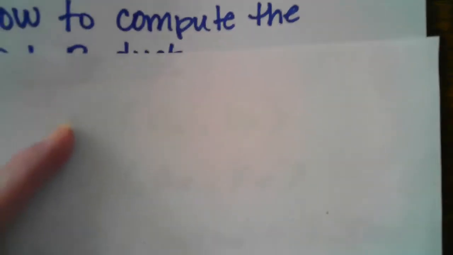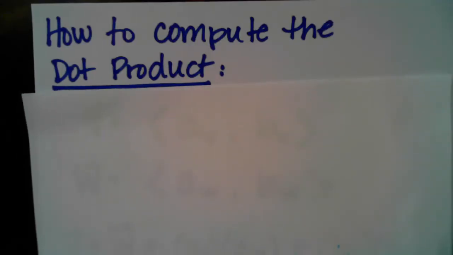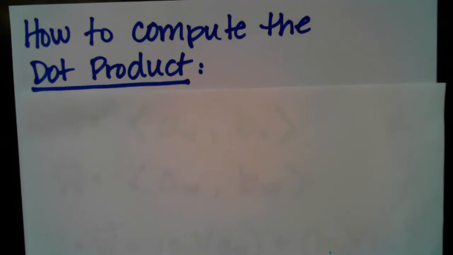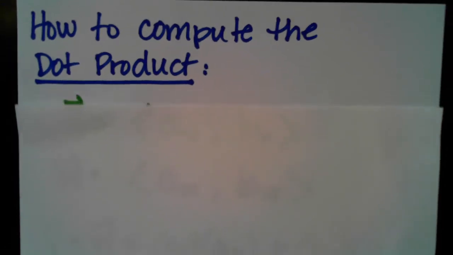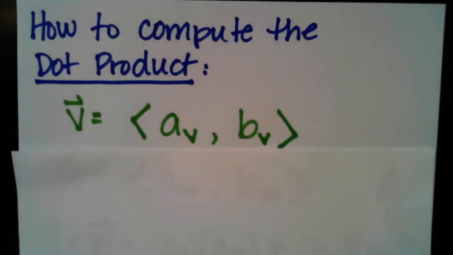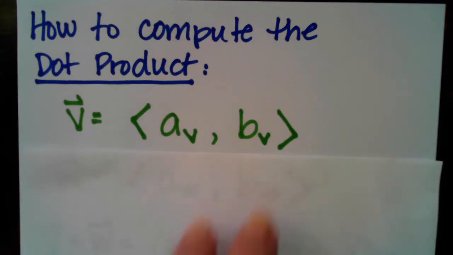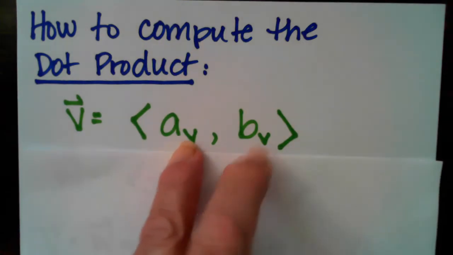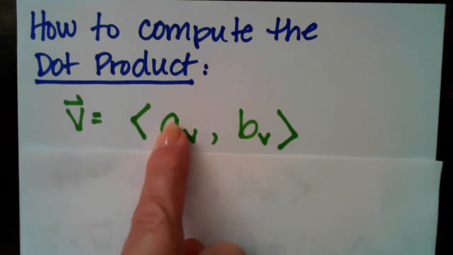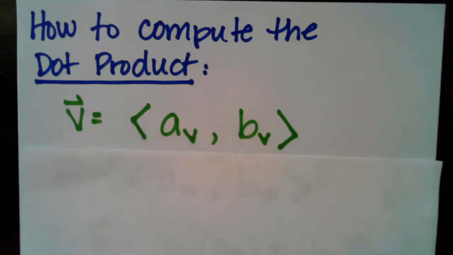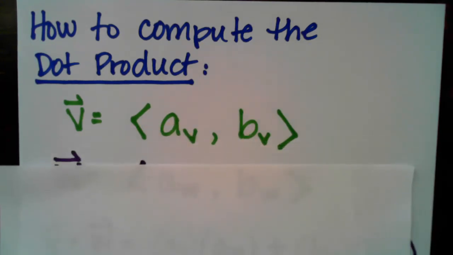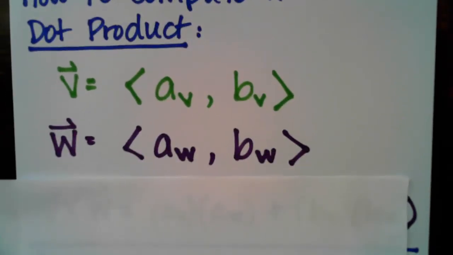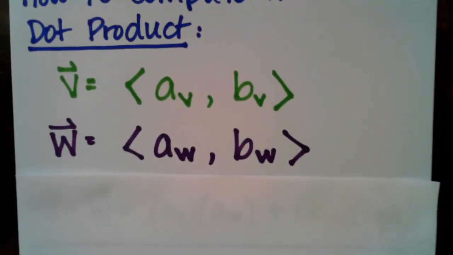So to compute the dot product, there's more than one way, and the first way is by looking at the components of the two vectors. So if I have one vector and I call it vector v, and it has two components, the a and the b, the horizontal and the vertical component. So I'm going to say a sub v and b sub v for vector v. And I have a second vector, vector w, and it has its two components, a sub w and b sub w.